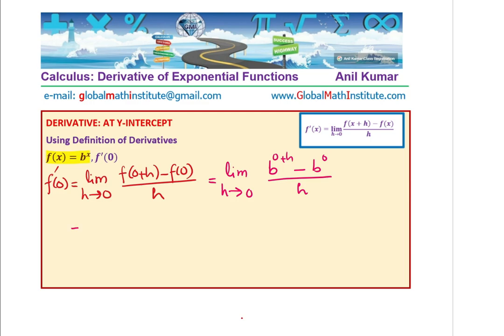So that is equal to the limit as h approaches 0. We can multiply, right? So addition means multiplication: b to the power of 0 times b to the power of h minus b to the power of 0 over h.